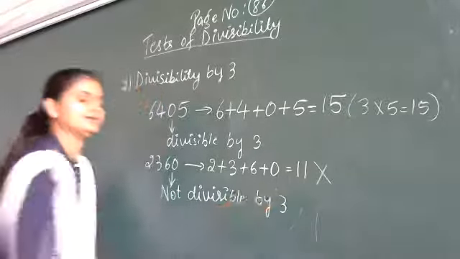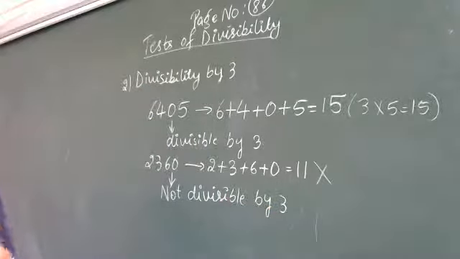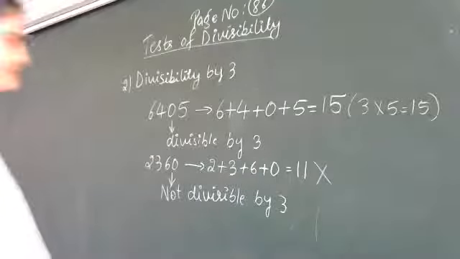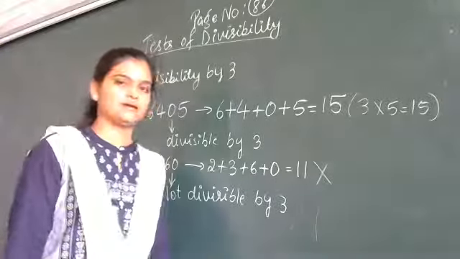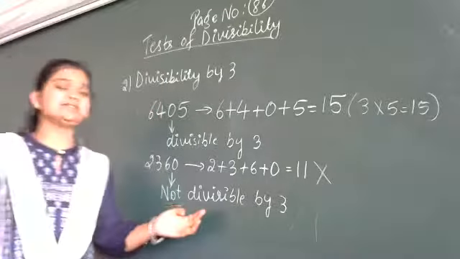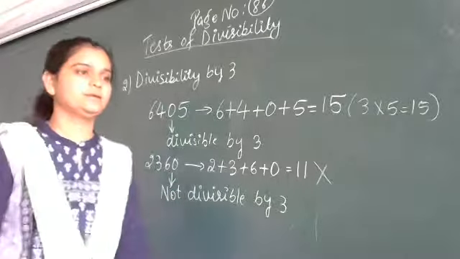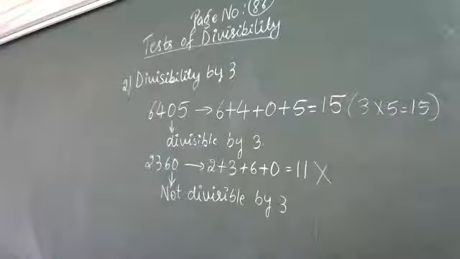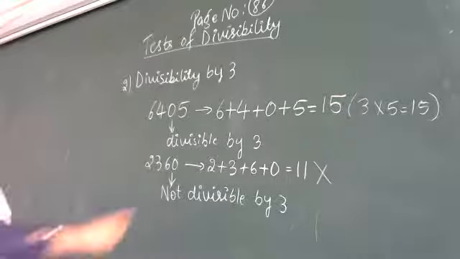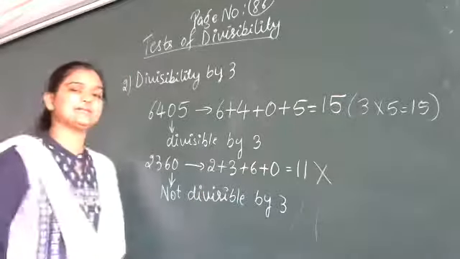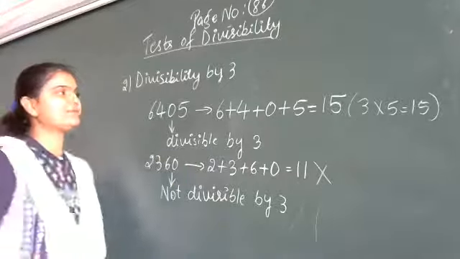Ma'am, when the factor is not there, can we write no divisible? Kirti, you have to write it as not divisible. Divisibility by 3, is it clear to everyone? You will have to check whether you are getting a sum which is divisible by 3. So this is regarding divisibility by 3.